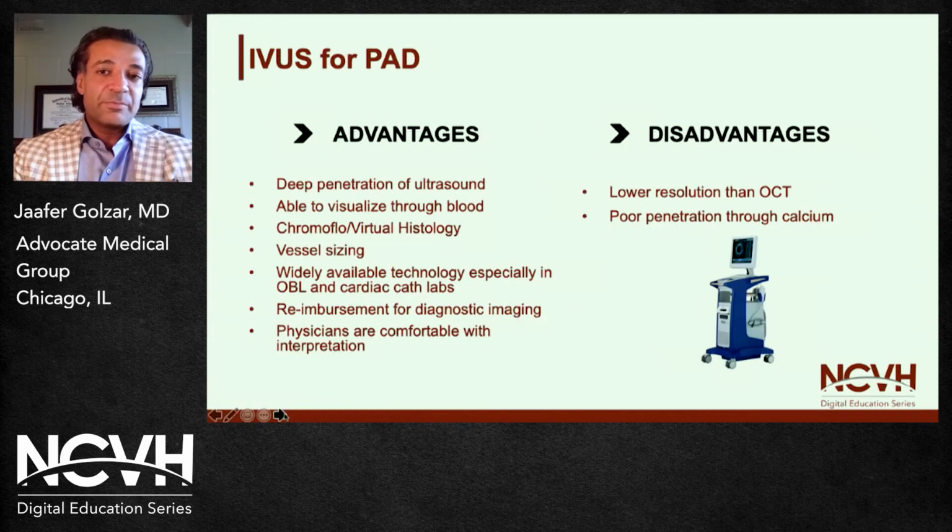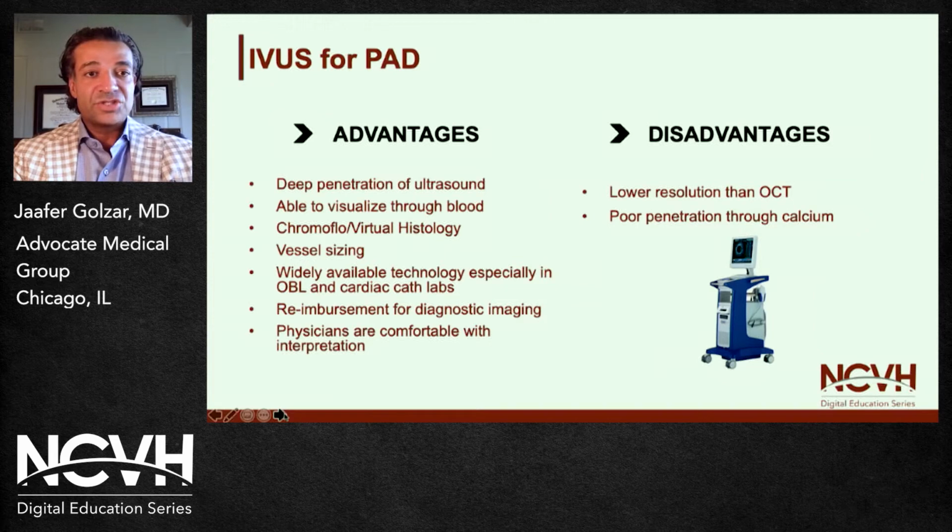So let's compare intravascular ultrasound to OCT. As I mentioned before, there are advantages and disadvantages to really all technologies, and OCT and IVUS is no different. So when we look at IVUS for PAD, much higher penetration of ultrasound. As we mentioned before, you can see large vessels like the aorta, you can see the IVC, you can see iliac veins. You're able to visualize through blood.